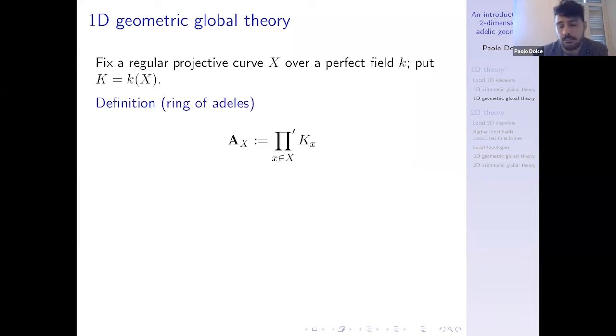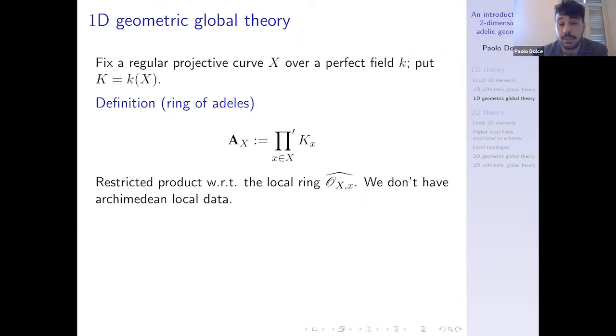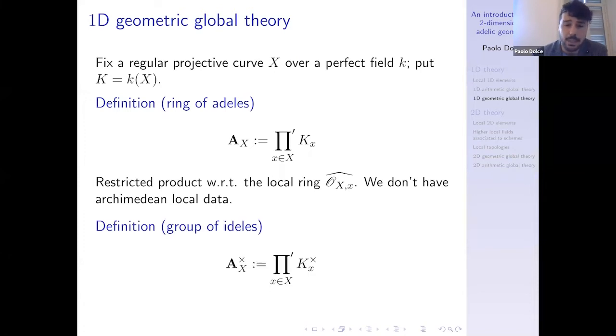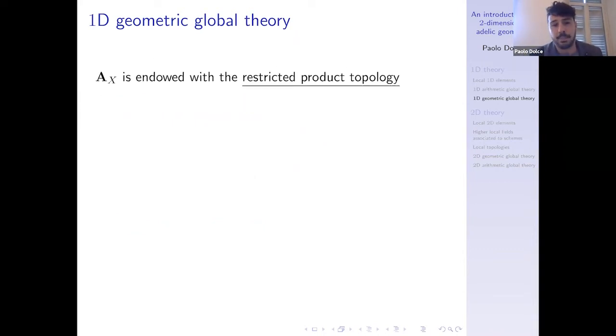Okay, and now you have again the ring of adeles. So you basically have the local ring, you complete it, you take the fraction field, and then you have the restricted product again. Here you can notice immediately the first difference, which is that you don't have Archimedean local data. Everything is non-Archimedean. And again, you have the group of adeles. Here the formal construction is actually the same, but as I mentioned earlier, the important difference is in the topology.